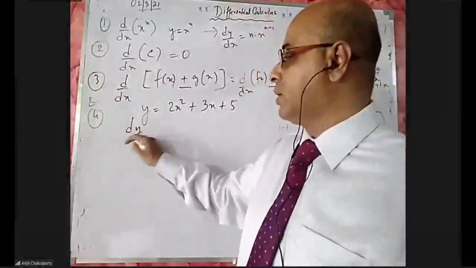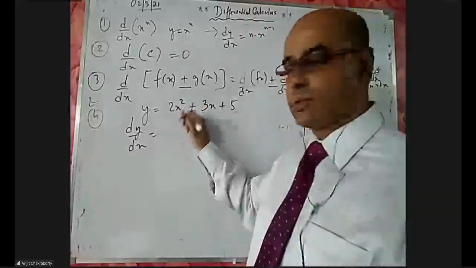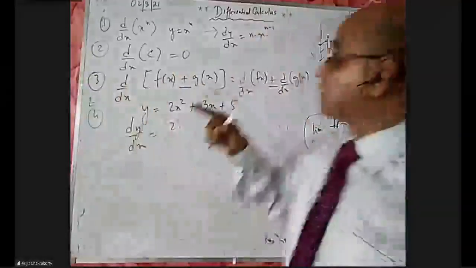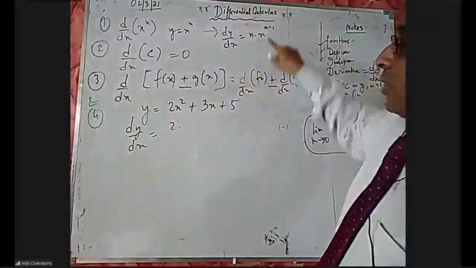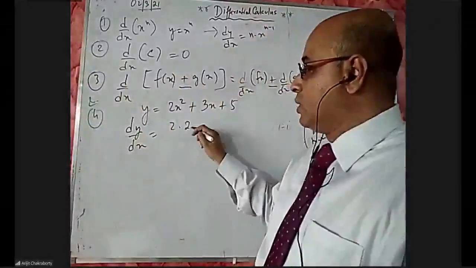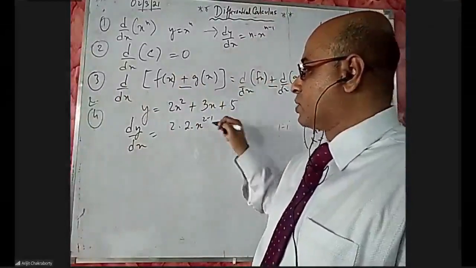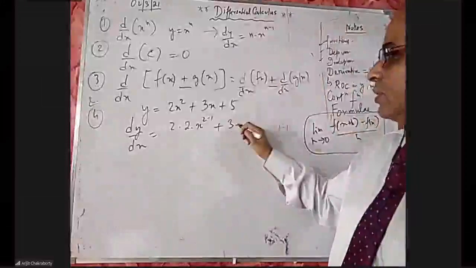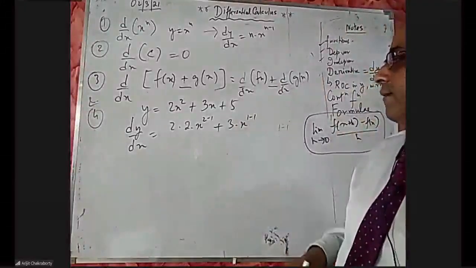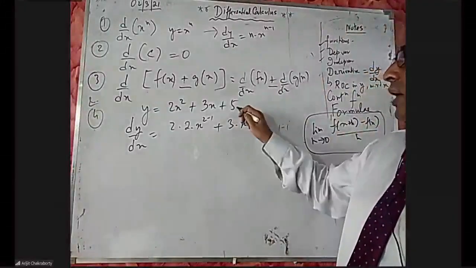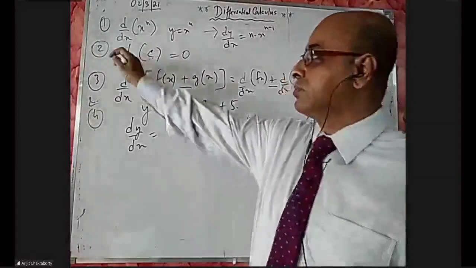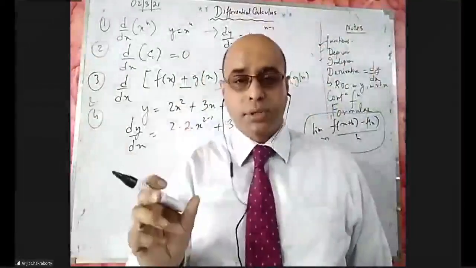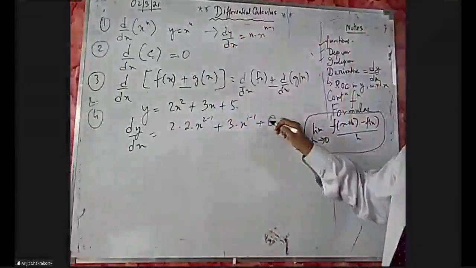Simple, dy by dx will be equal to 2x square. 2 comes out, x to the power n, this formula, nx n minus 1. So I will write 2 into x to the power 2 minus 1 plus 3x. 3x means 3 will come out, x to the power 1 minus 1 plus 5. 5 is a constant. So using formula 2, we know the differential coefficient of a constant is 0. So I will write 0.